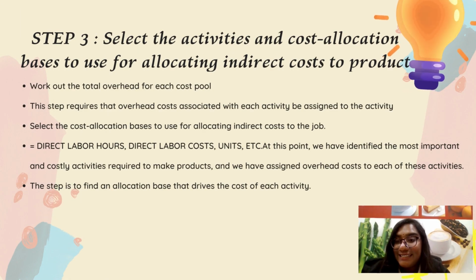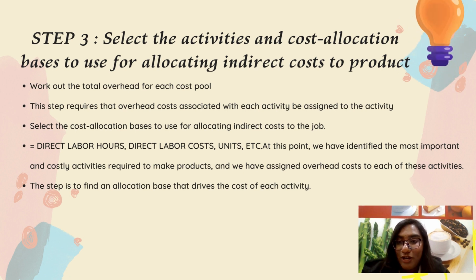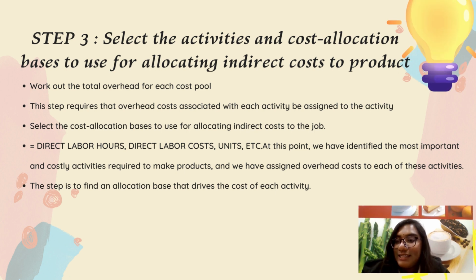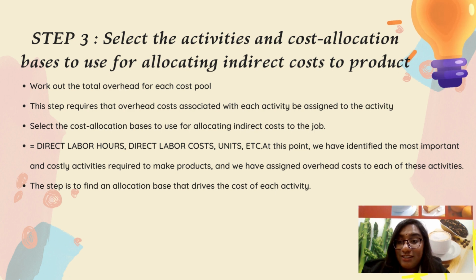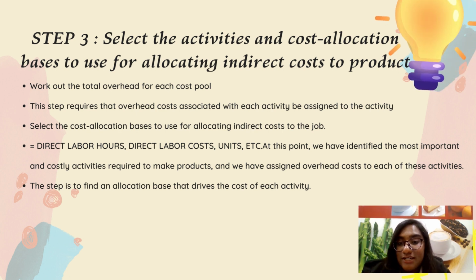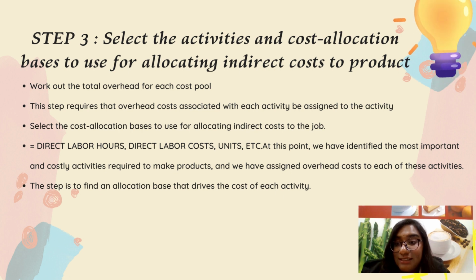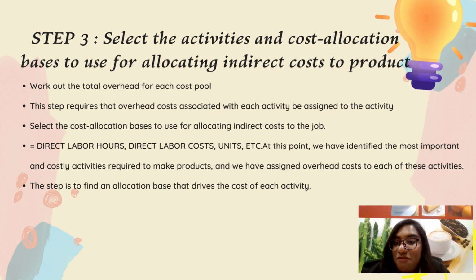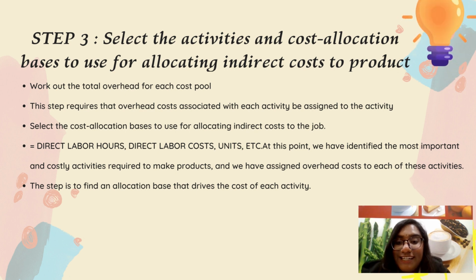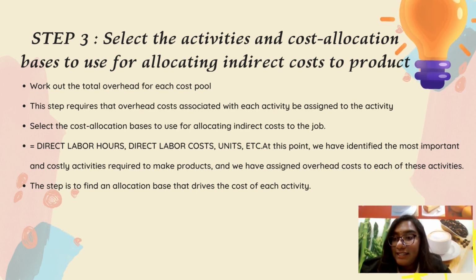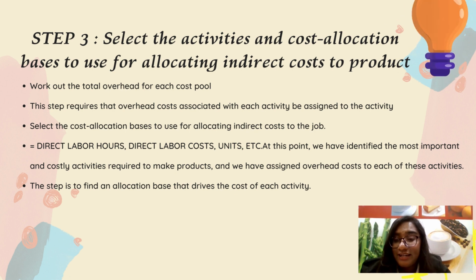Moving on to the third step, which is to select the activities and cost allocation basis to use for allocating indirect cost to the product. Work out the total overhead for each cost pool. This step requires that the overhead cost associated with each activity be assigned to the activity. Thirdly, the cost pool for the purchasing material activity will include costs for items such as salaries of purchasing personnel, rent for the purchasing department, office space, and depreciation of office equipment. Fourthly, select the cost allocation base to use for allocating indirect costs to the job, which is direct labor hours, direct labor cost, units, etc.